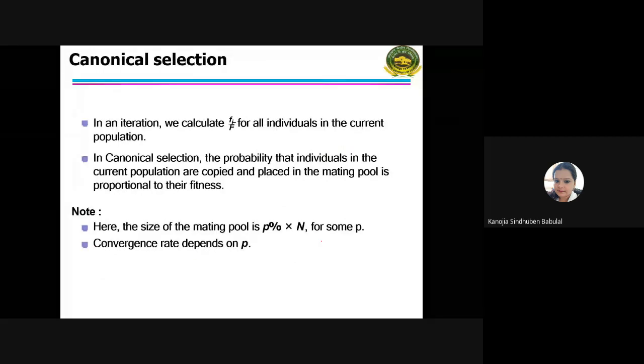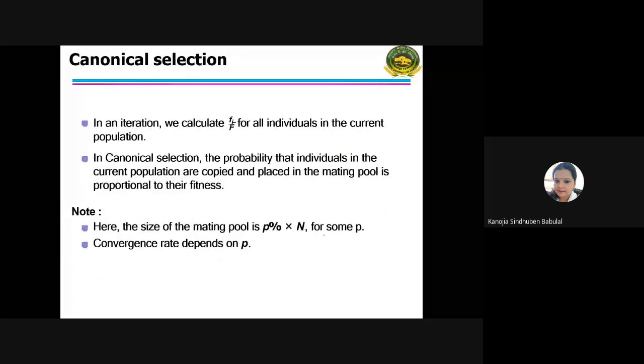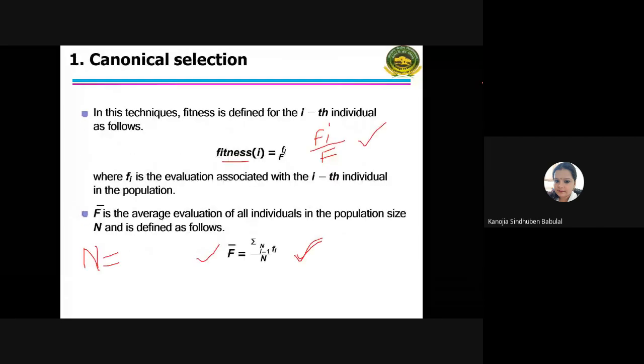And once we have done this particular step, then what are we supposed to do? We are supposed to calculate what? See, if I know the fitness value of each individual in the population, then I can do the summation of the fitness values and divide it by the size of the population. By this, we get the average fitness, and it is represented by f bar.